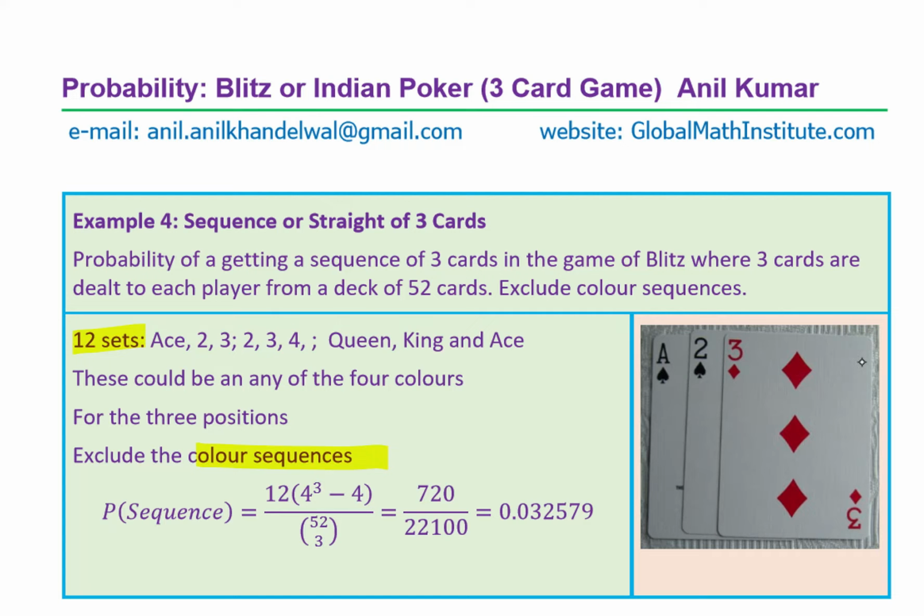Perfect. So what we've done here is we know there are 12 of these. Now there are 3 positions where we can fill these cards. Now these could be amongst any 4 suits. This could be hearts. It could be spades. Okay. It could be diamonds, or it could be clubs.